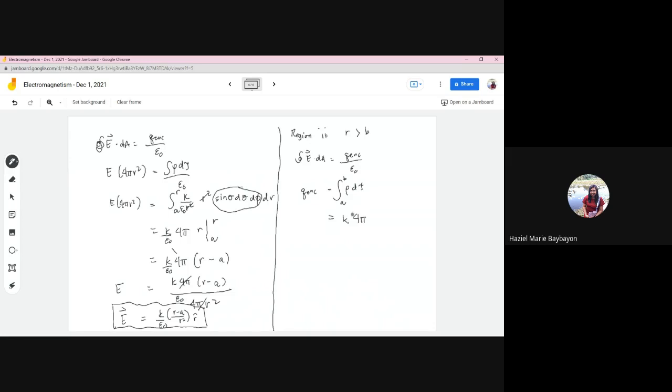4 pi. K multiplied by 4 pi. And then you have R evaluated from A to B. So this is equal to 4 pi K B minus A. So this is your Q enclosed. So you have E multiplied by 4 pi R squared equals 4 pi K B minus A.